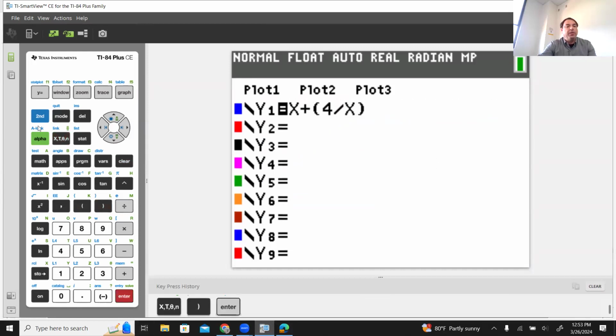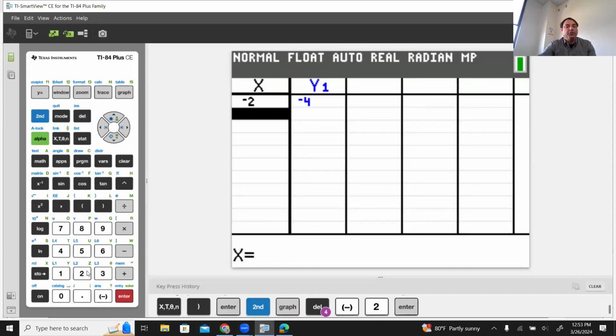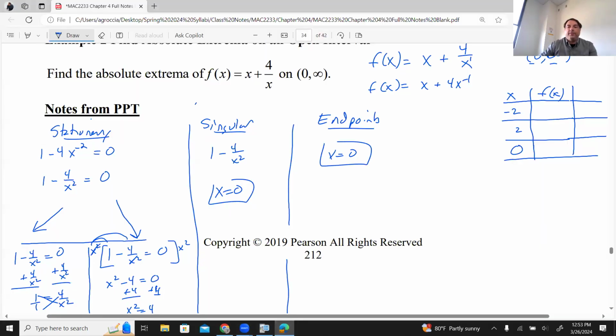And then when you plug in negative 2, 2, and 0, you get negative 4, 4, and error. But what does error really mean? Undefined. And if it is undefined, is that going to be a max or a min? It's going to be nothing.